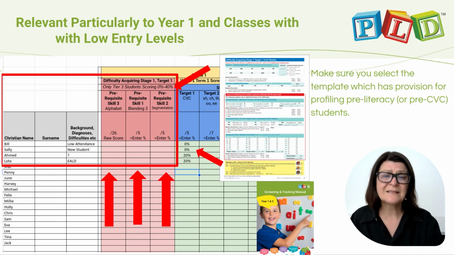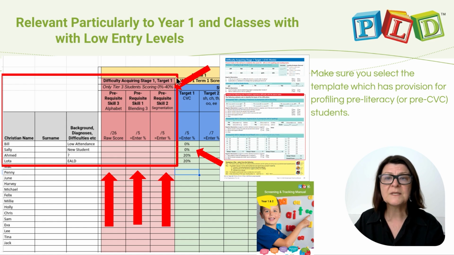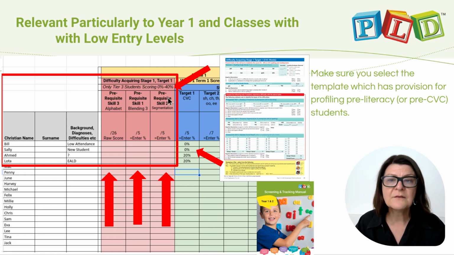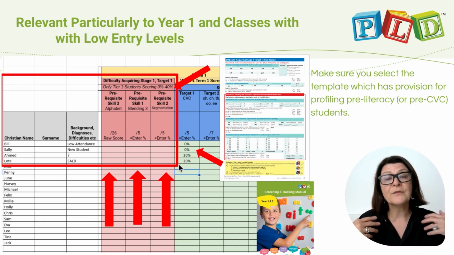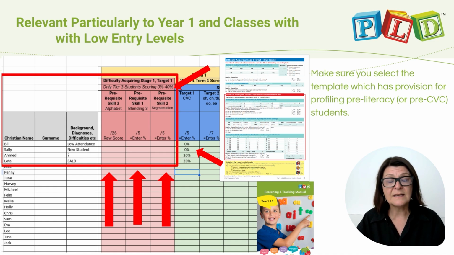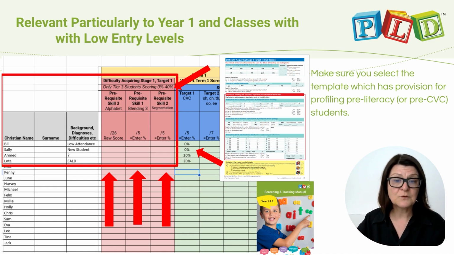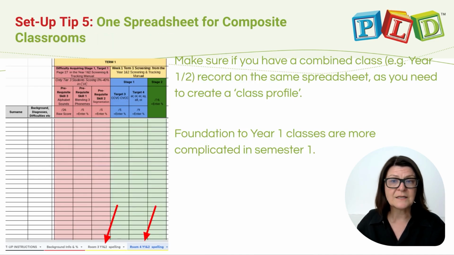This is particularly relevant for Year 1 classrooms, sometimes Year 2 classrooms, but it's quite common, particularly early in the year, to have students that are scoring quite poorly in CVC, 0 to 40%. Now, what that is going to trigger is the need for some additional testing of foundation level skills, and we're going to place the testing results into the tracking sheets.